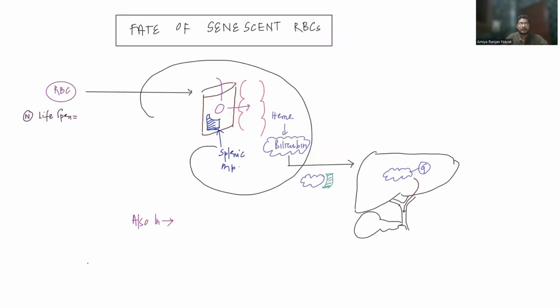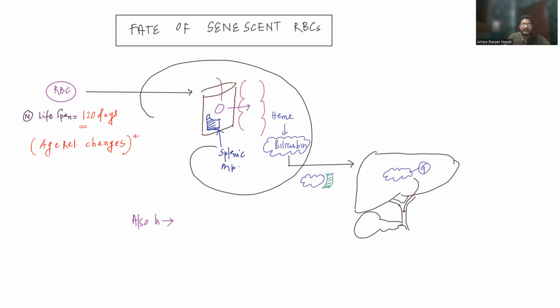Now coming to the last concept, that is the fate of senescent RBCs. So what is the normal lifespan of RBCs? Normal lifespan of RBCs is around 120 days. As the RBCs become older, towards the final days of their life, they will have some age-related changes.